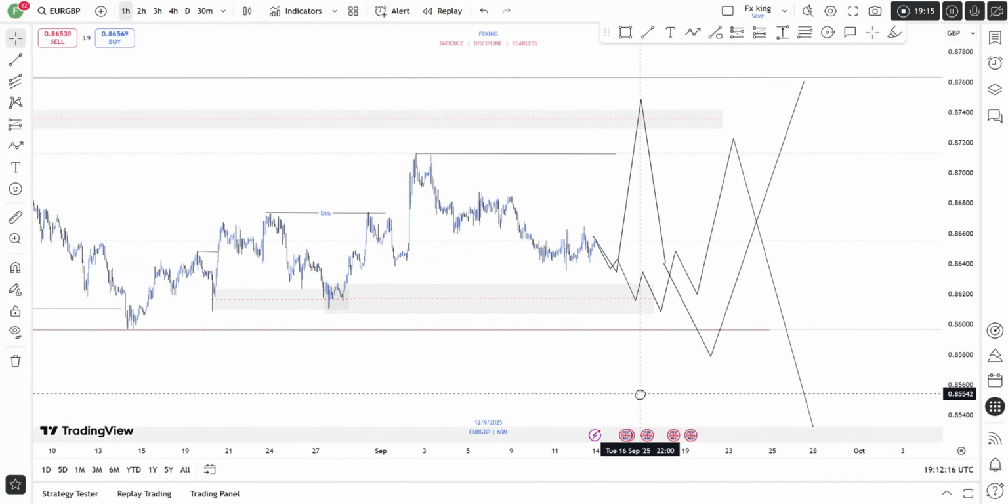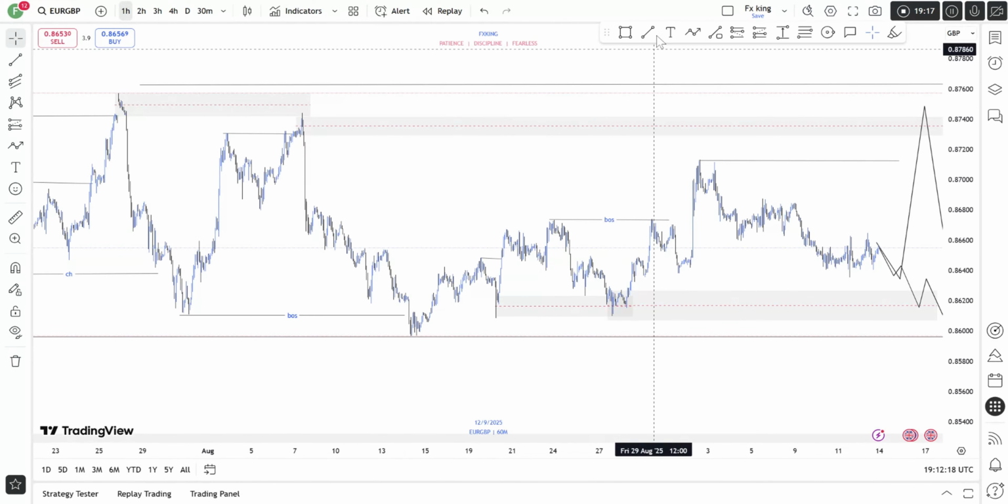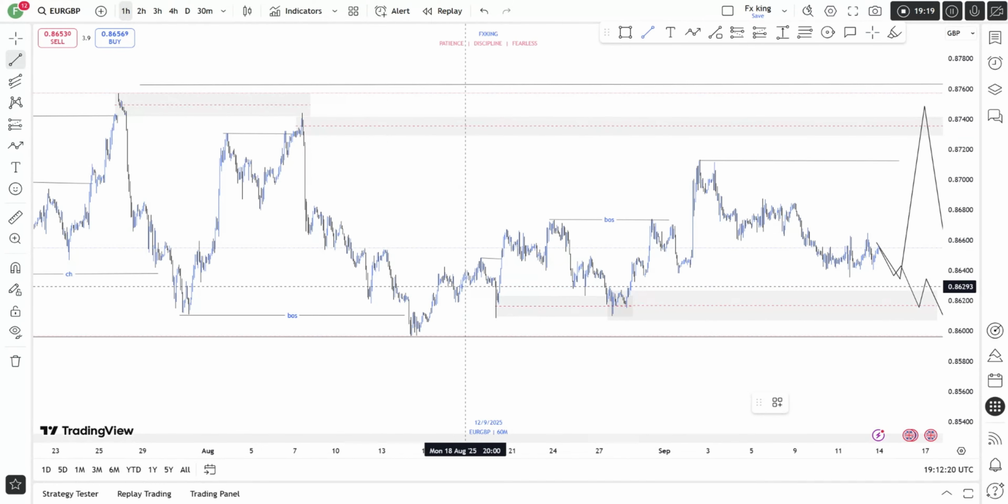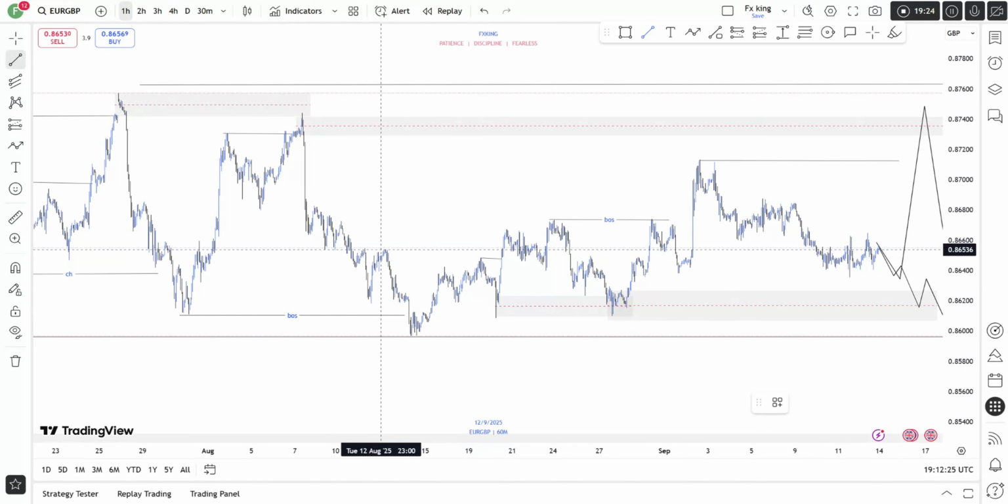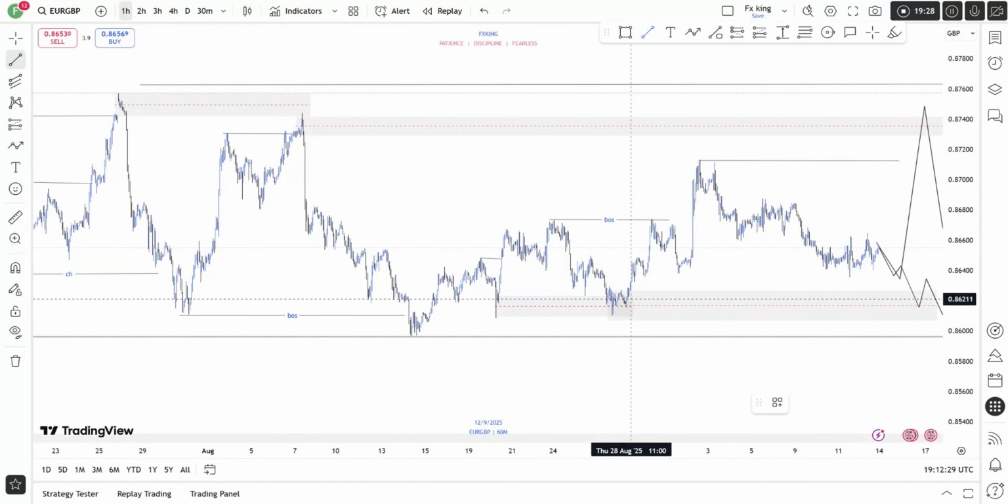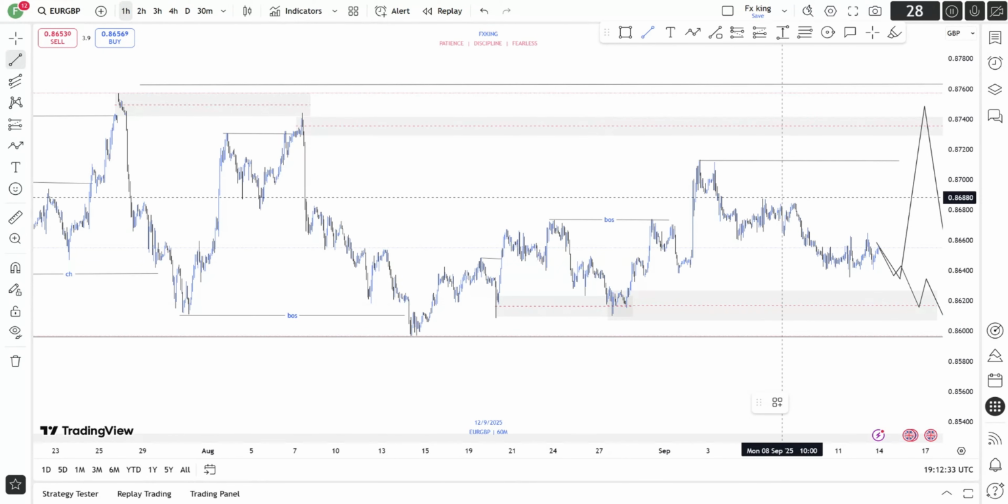Looking at this here, the trade I gave you guys in the group last time was not just about this break of structure. We had a demand zone here. We also had a change of character up here, showing that the market is in a pullback phase. It's in this pullback phase.